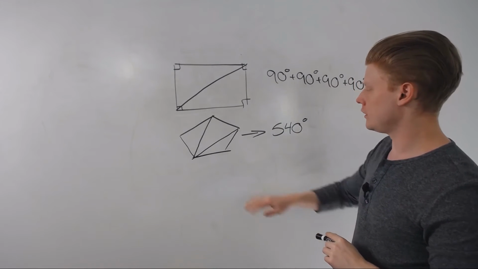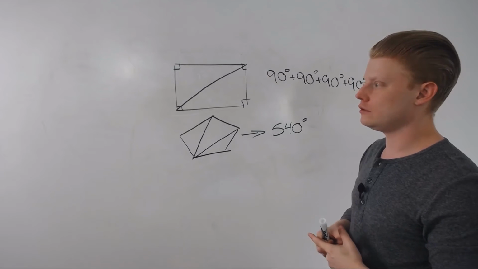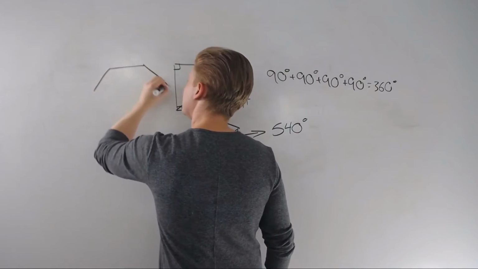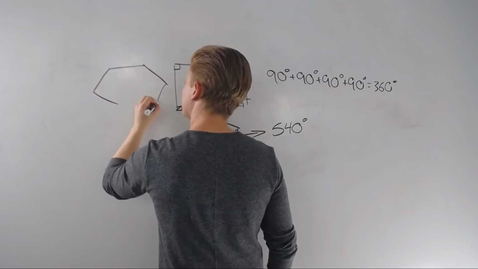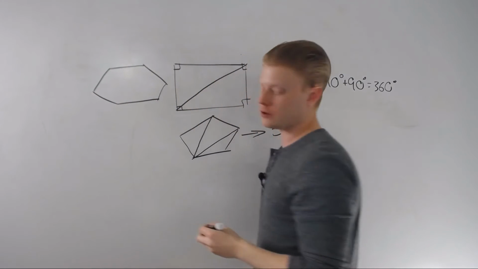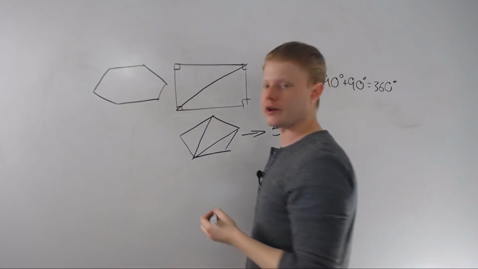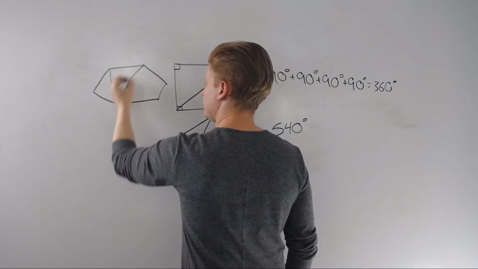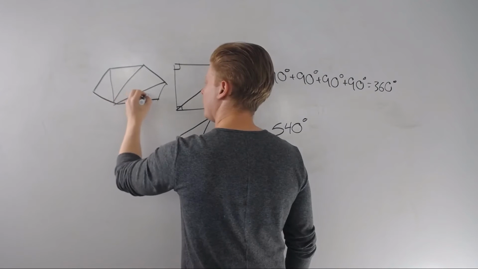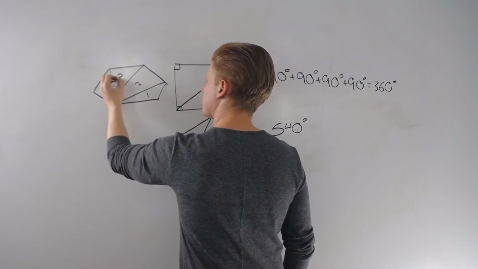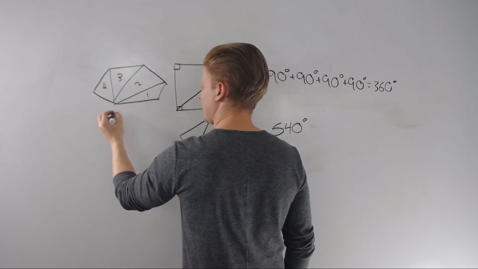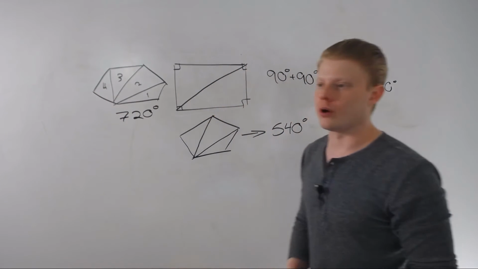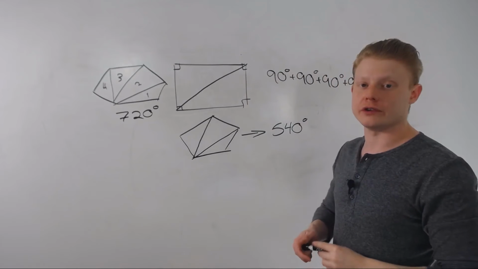540 degrees. A hexagon. If you guys ever take organic chemistry, you'll get good at drawing hexagons, although apparently over time that lapses. A hexagon, I could draw 1, 2, 3, 4 triangles. So 4 times 180 is 720. Now, is it always practical to draw the shape? No, but you can definitely do it that way if you want.